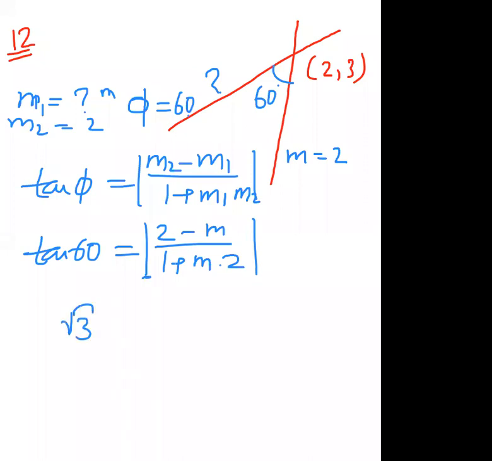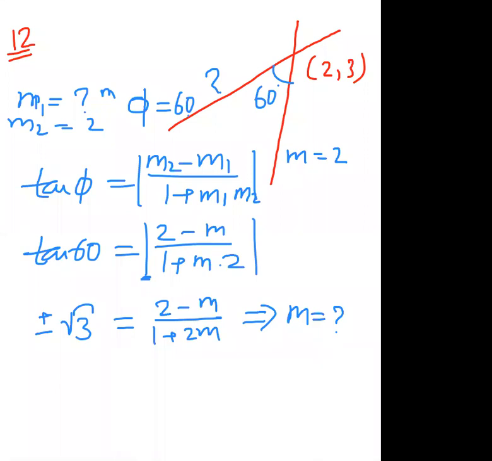If I remove mod from this side, plus minus will be coming: root 3 equals to 2 minus m upon 1 plus 2m. With this, you will be able to calculate the value of m. After calculating the value of m, we need to calculate the equation of the line.